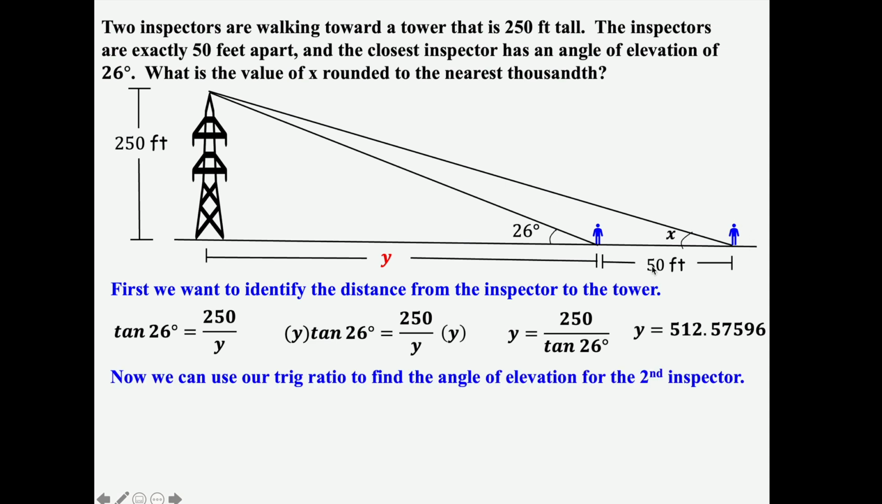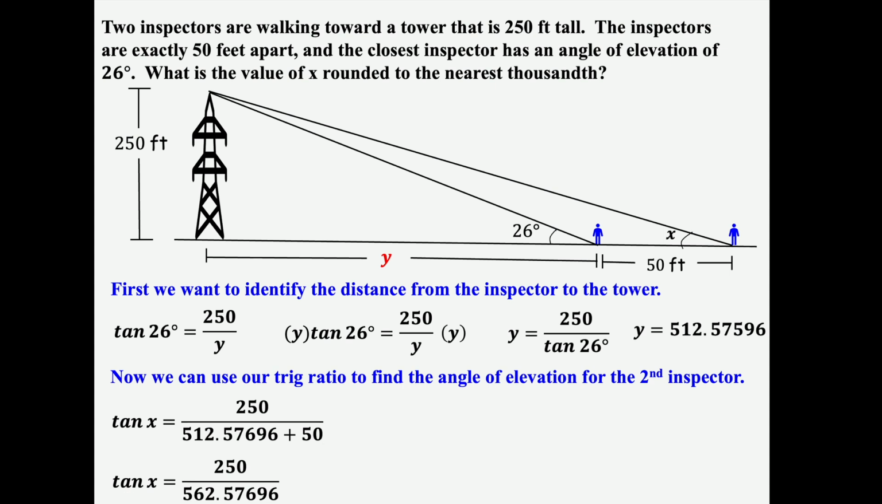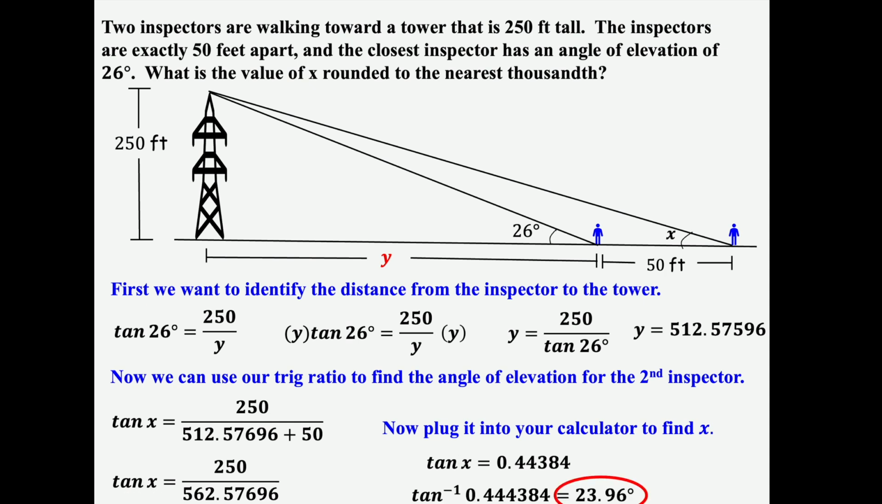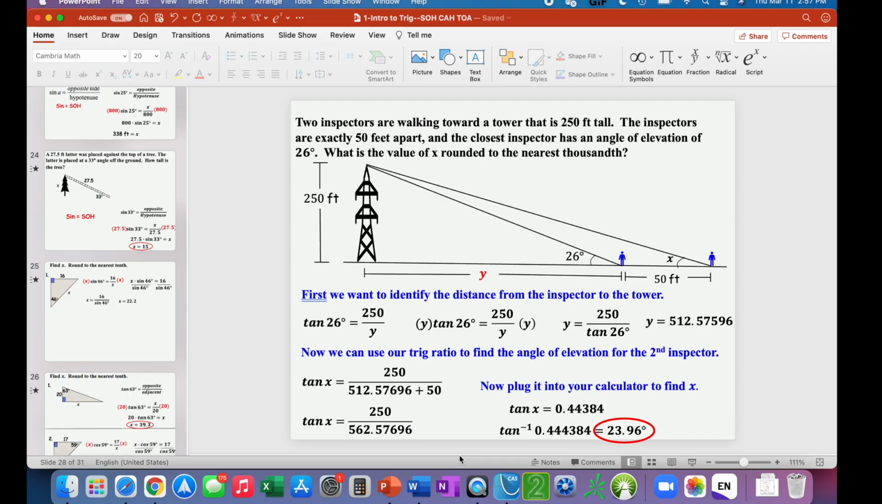So I'm going to do the exact same thing here. Trig ratio, right? Tan x, I don't know what this is, but I do know that it's opposite divided by adjacent. So 250 divided by this y, which is this big long number, plus 50. And now all I'm going to do is figure out what that number is. Here we go. Now here it gets a little bit tricky because we're trying to find out what this angle is. So we're going to go back to the calculator. Okay, so I'll show you what the answer is here. It's 23.96, but let's go back to the calculator and show you how I found that.